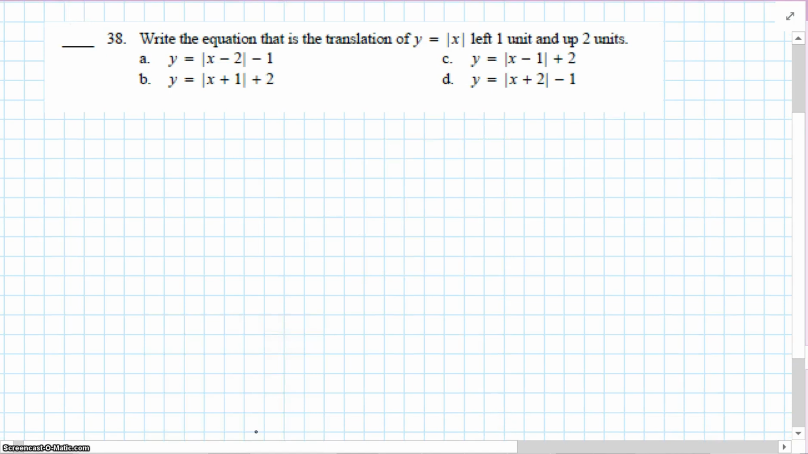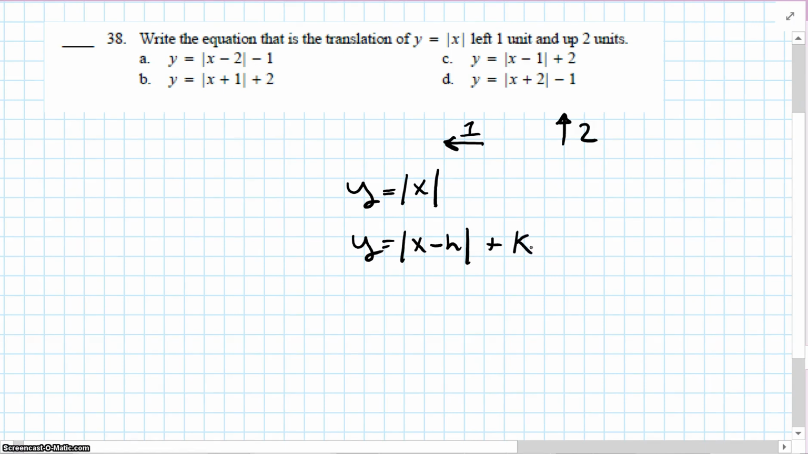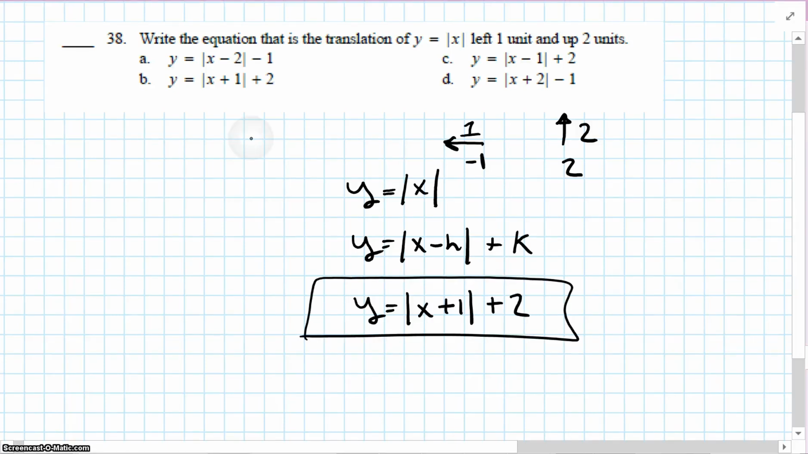38. Write an equation that is a translation of y equals absolute value of x left 1 unit. So we're going to go left 1 unit, and we're going to go up 2 units. So the parent function is y equals absolute value of x. So we know y equals the absolute value of x minus h plus k. Well, our h value, if it's going left 1, is negative 1, and our k value is 2. So it's going to be y equals the absolute value of x minus negative 1 plus 2. So our answer should be B.